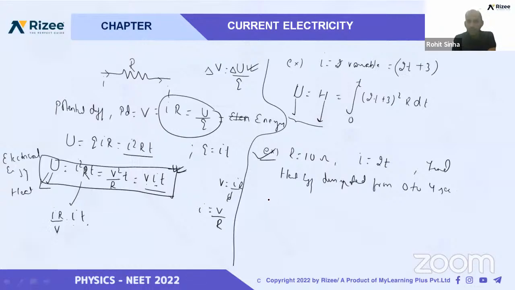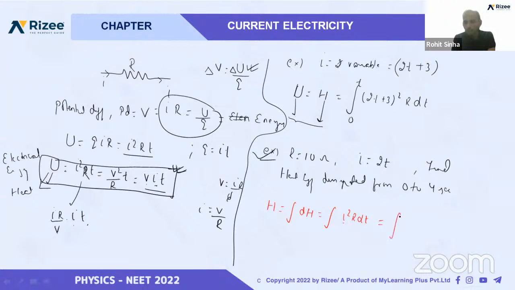We know heat energy H is equal to integration of dH, which is equal to integration of I square R dt, if we have a time-varying current. Okay, Nandini got the answer. Okay, all of you should try.